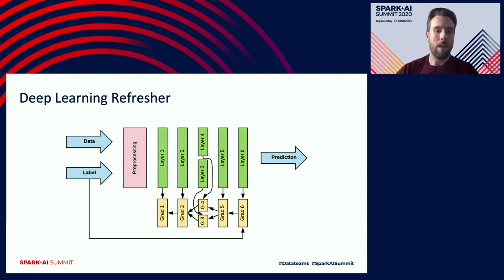So this pink box here that says preprocessing is where your typical Spark ETL would take place, where we need to extract data from our data source, do some feature transformation, et cetera. All that can be done at scale very efficiently using your normal Spark operations.